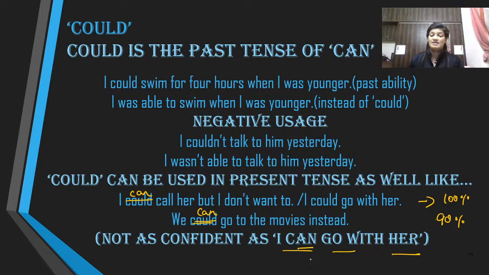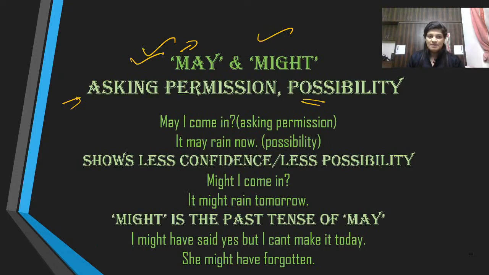When you use could instead of can in present tense, it is with a little bit of lesser confidence. That's what I said. May and might. May I have a chocolate is asking for permission. And if I say it may rain, it means that it is a possibility that we are looking forward to. May I come in? Asking for permission. It may rain, talking about a possibility that is going to happen in a little while in future. That is the usage of may.